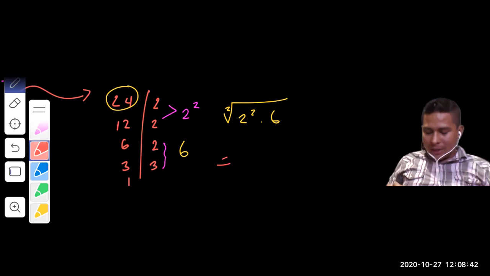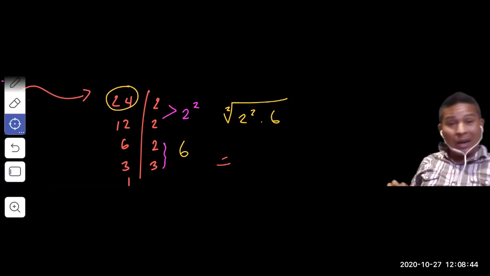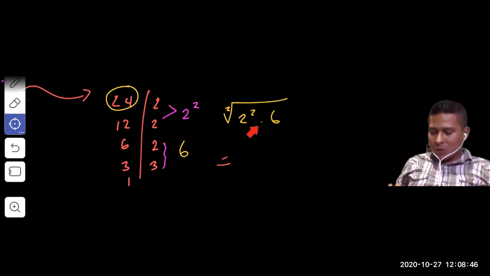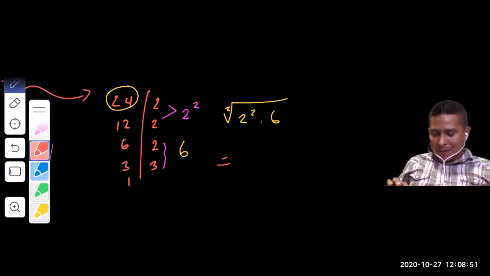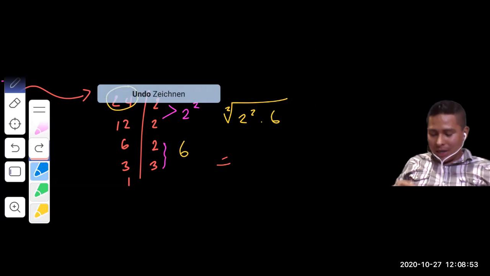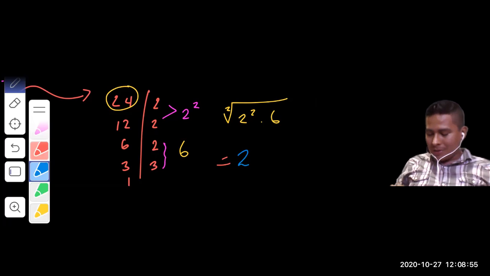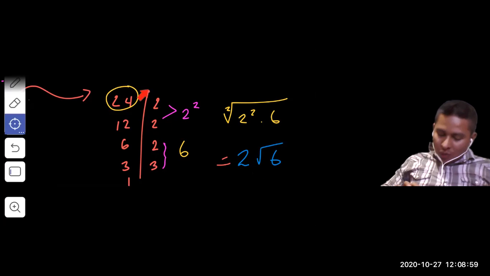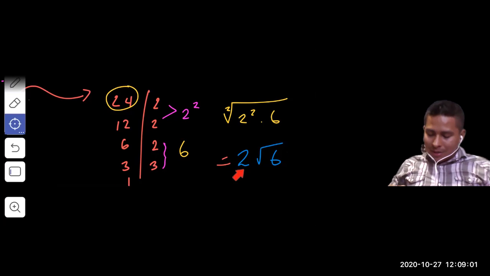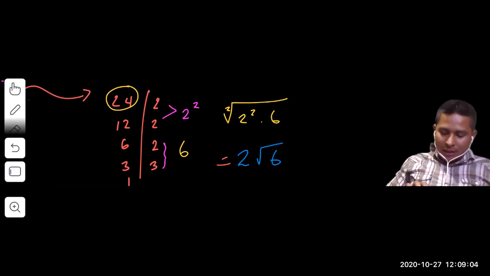Can we simplify something, guys, using the radical properties? 2 squared and a square root of that: we have the same index and the same exponent, so we're going to cancel that out. 2 square root of 6. Guys, the square root of 24 is exactly 2 square root of 6 in simplified form.